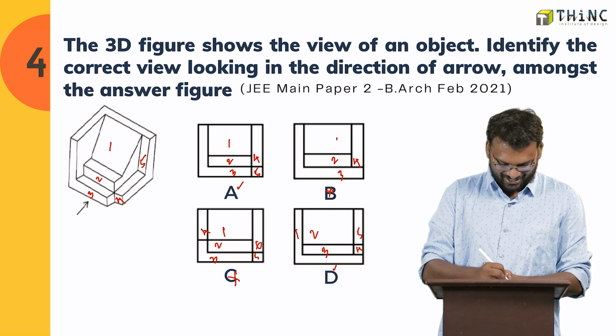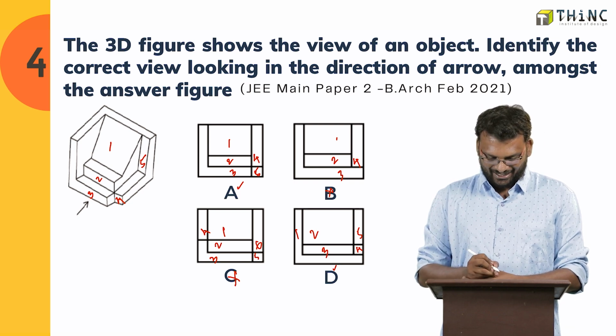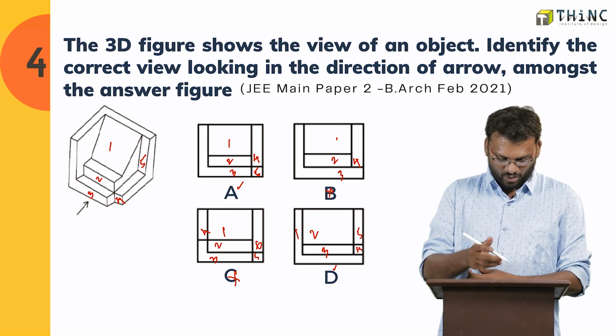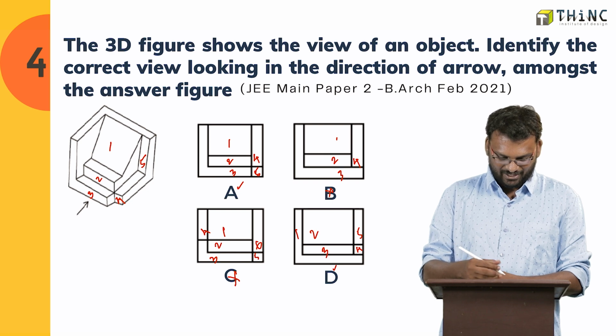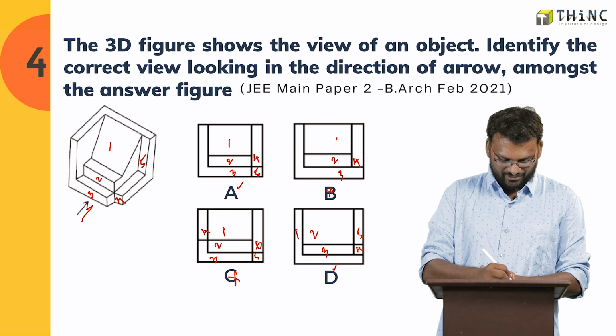Here I told you that one area is missing. Unlike in the previous case, when the top view, this area will be missing, and in this case it will be covered because we are looking from this direction.